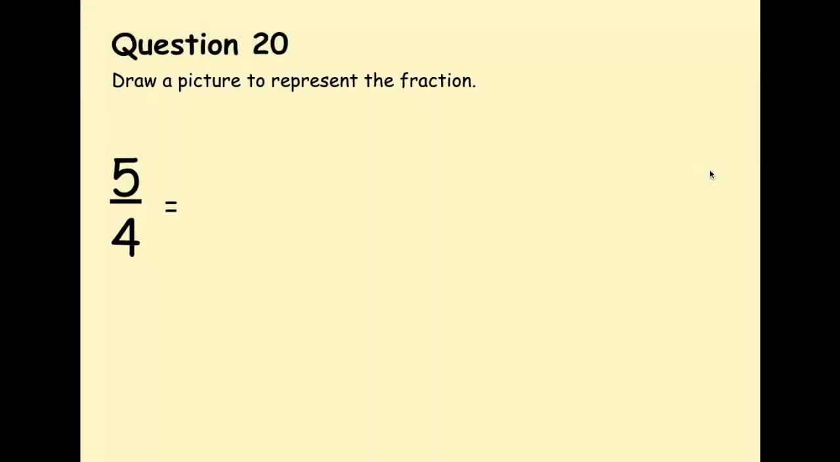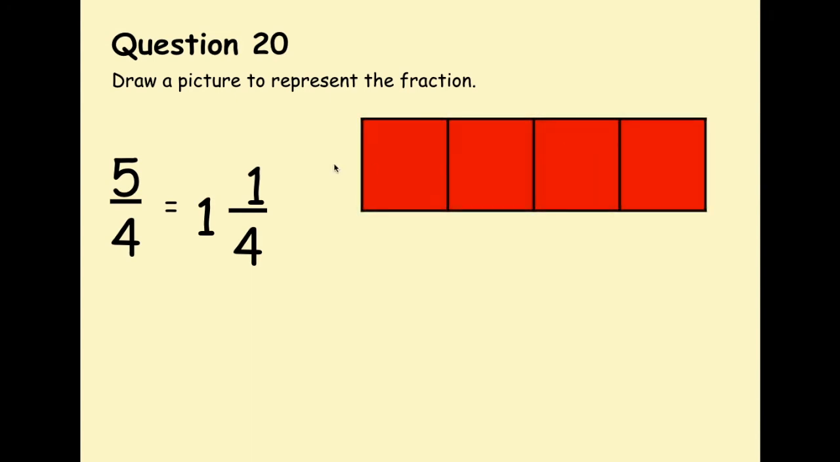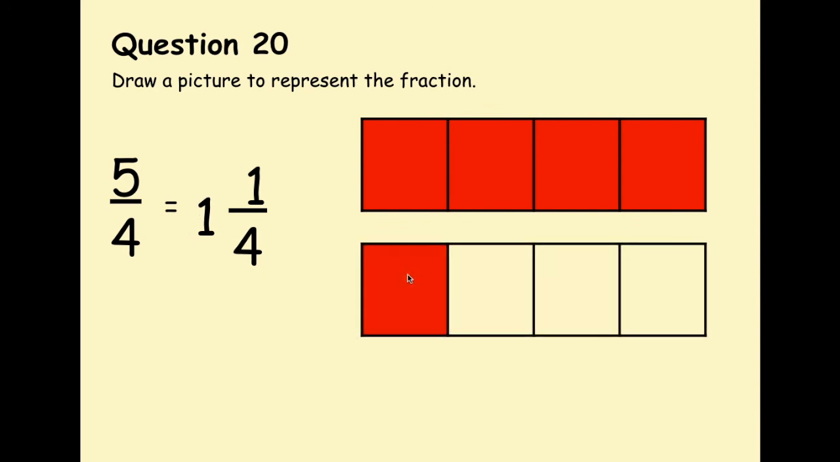Last but not least, we need to draw a picture to represent 5/4. So 5/4 would be 1 1/4, meaning 1 whole and 1 colored in out of 4. So there's my whole. I have all 4 colored in. But then I have to color in 1 out of another 4. So I have a whole and 1/4.